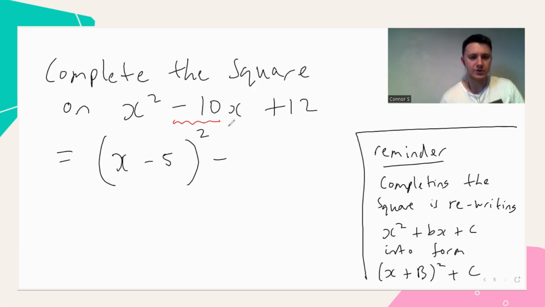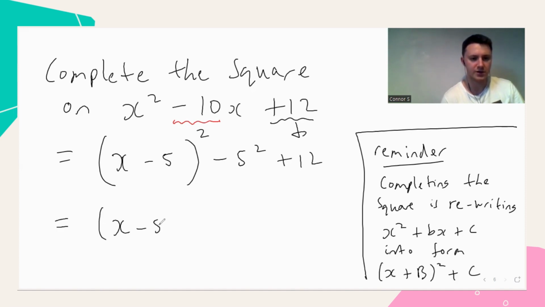Next, we must take away this number there squared. We look at that number, which is a 5. Whatever that number is there, we square it. So we're going to take away 5 squared. And then you've got to copy the 12. You've got to add that plus 12 at the end. And this ensures that this thing is exactly the same as this thing.